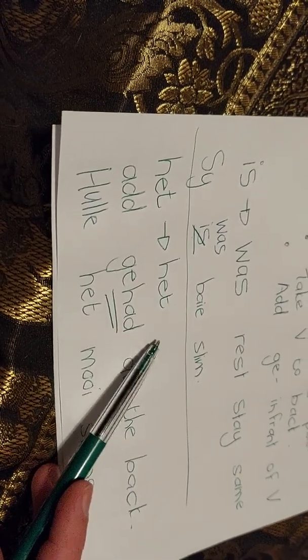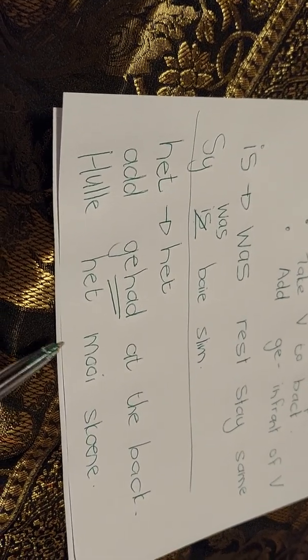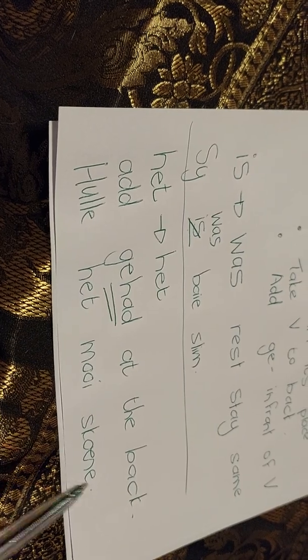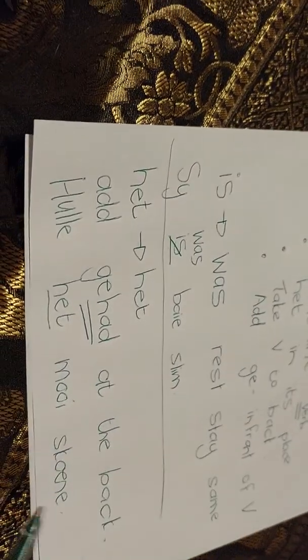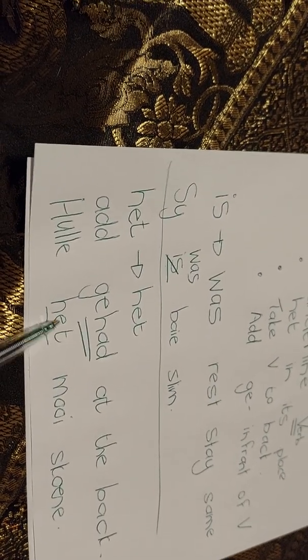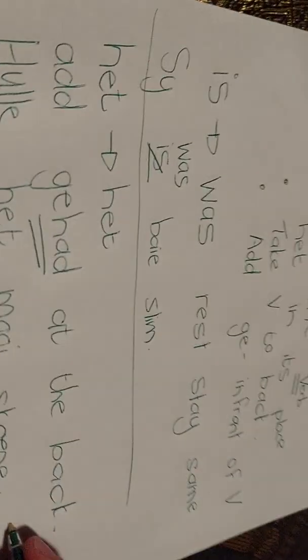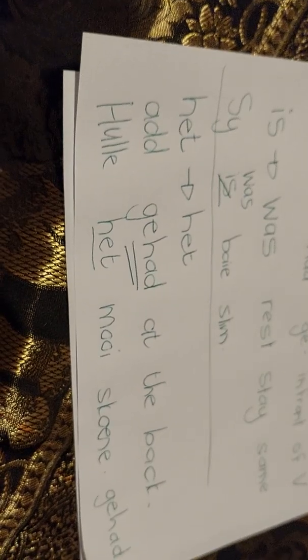The second but is actually the easiest because you only add. You don't do anything else. Okay? So, hulle het mooi skoene. Always underline your verb. Oh, you see, your verb is het. Het stays het. You don't do anything to it. You only add a gehad at the back. Hulle het mooi skoene gehad.